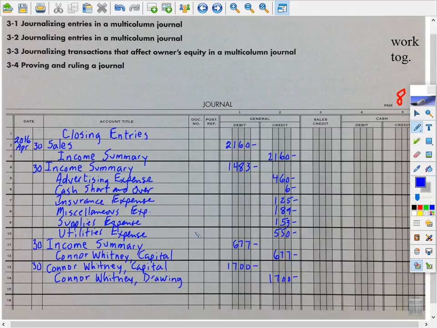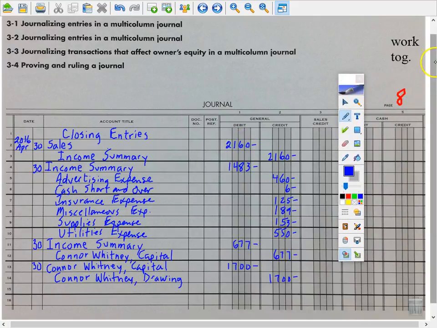If you already feel good about posting, you can work ahead of me. But I'm going to walk through posting these 4 closing entries. Okay, so you have ledger pages there that follow your journal page. Okay, so I'm just going to go line by line, starting with sales. I'm going to debit the sales account for $2160.